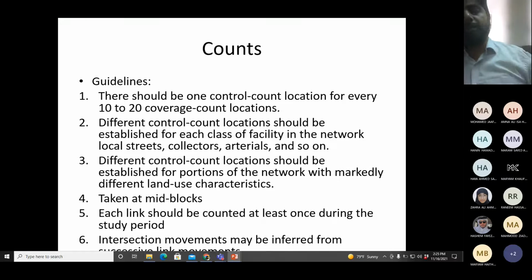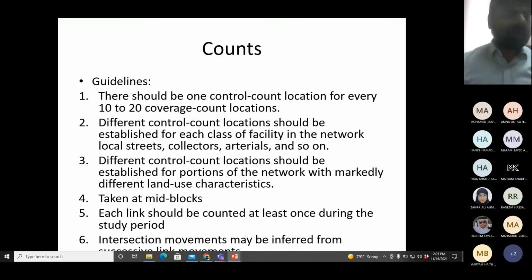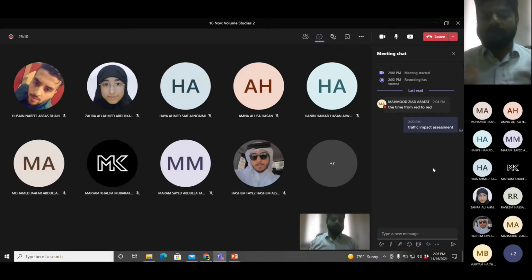Some guidelines to establish the control and coverage count location. First guideline is the ratio of control and coverage. The ratio of control and coverage should be 1:10 minimum. It can go up to 1:20. So 1:10. What do I mean here? Do I mean 1 control and 10 coverage, or do I mean 1 coverage and 10 control? When I say ratio is 1:10 or 1:20, what do I mean? Which counts are more?